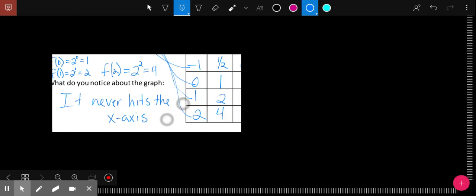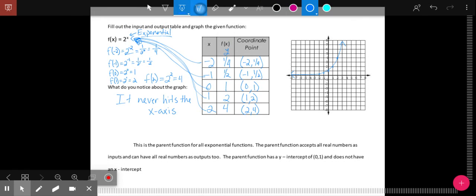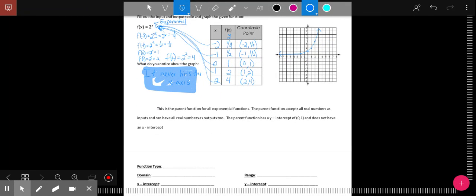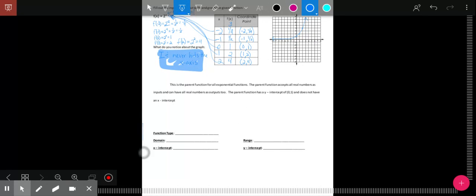So looking at this one, it says fill out the input and output table and graph the given function. So we have f of x equals x squared. Our inputs are still going to be the same. So remember, x is our inputs: -2, -1, 0, 1, and 2. And we're going to plug all of those into the function.